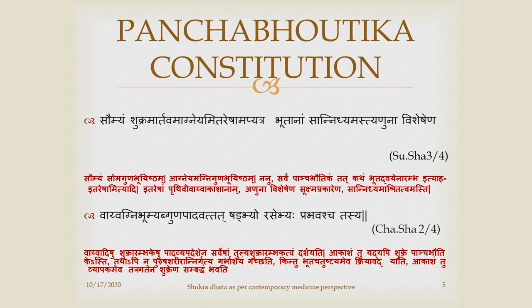Asti Anuna Visheshena. He explains that Shukra is always Saumya. Saumya in the sense that it is Soma Guna Bhuishtam or Jala Mahabhuta Bhuishtam, consisting mainly of the Jaliya Amsha. And Artava is Agneyam. Agni Mahabhuta predominance can be seen in the Artava. Idaresham Abhi Atrubhudanam Sanityam Asti Anuna Visheshena.